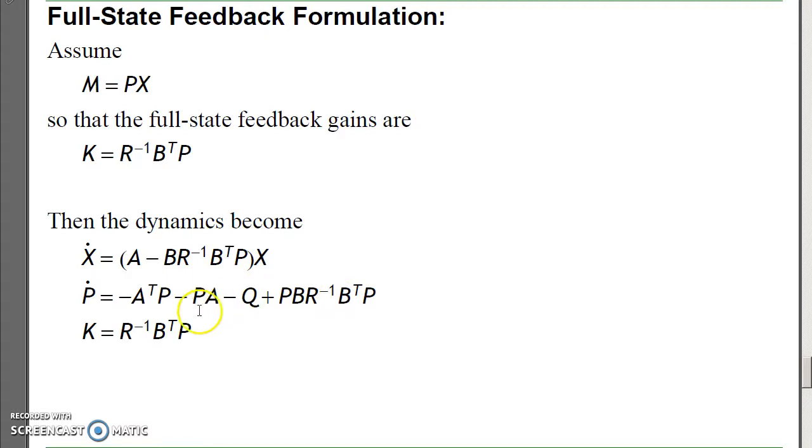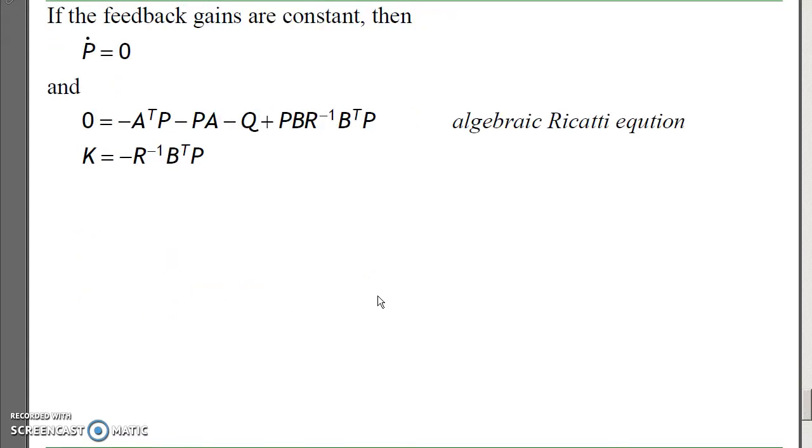This is quadratic in P. Here I've got a P squared term. This is called the algebraic Riccati equation. If I want to find constant feedback gains, that means that P dot equals 0. The solution to that will be the solution to this. I know A, I know B, I know Q and R. Q and R are my weightings. Q is the weighting on X, R is the weighting on U. The solution to this equation is P.